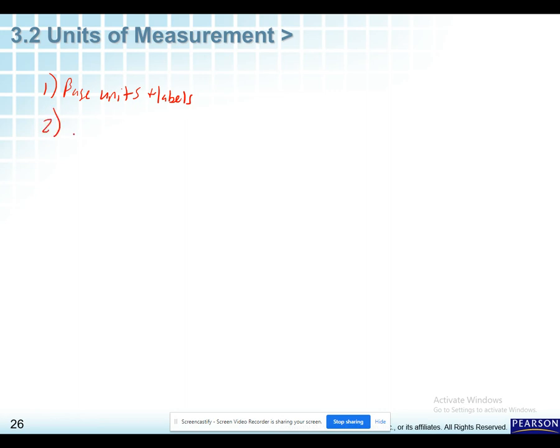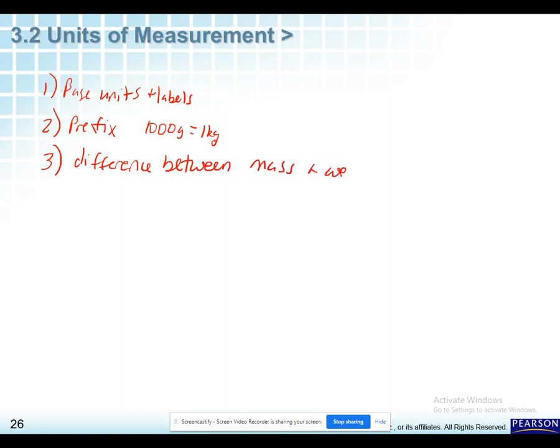The number 2 is the prefix. So I would understand that, hey, 1,000 grams equals 1 kilogram. And then the third thing I would know from this section is the difference between mass and weight.